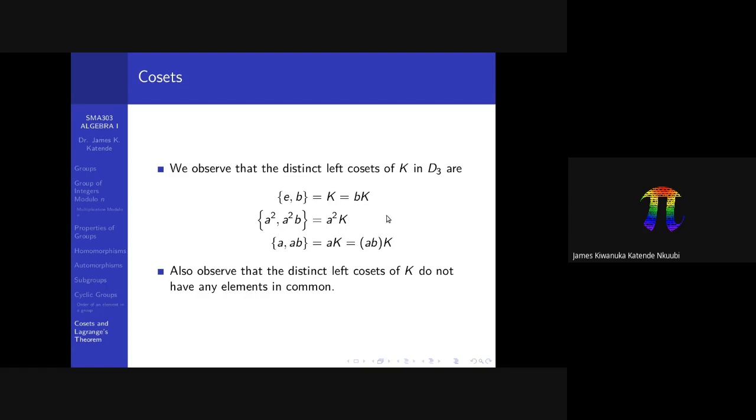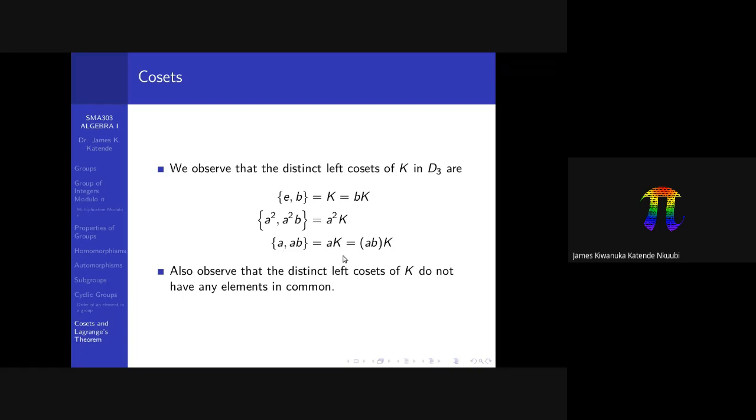So what we're trying to say here is the following, that these are the only distinct left cosets. Any left coset you try to compute will coincide with one of these. You can't get any other left coset. These are the only 3 left cosets of K in D3. Are we together? Yes. In addition, you'll observe that these left cosets don't have anything in common. None of the elements here will be found in any of the other left cosets. So the distinct left cosets here are disjoint.